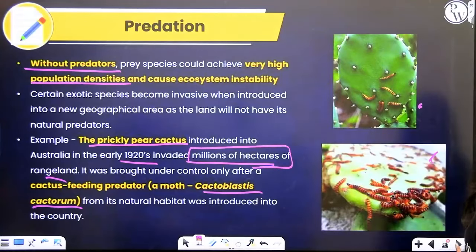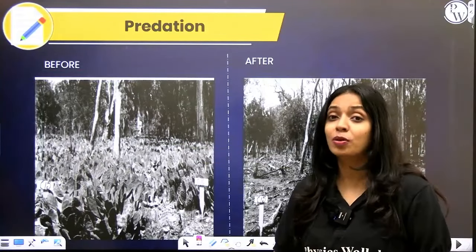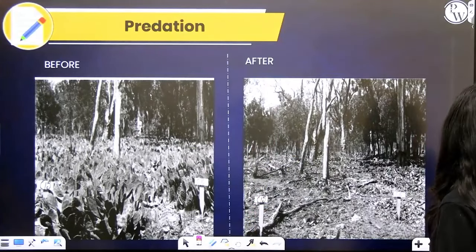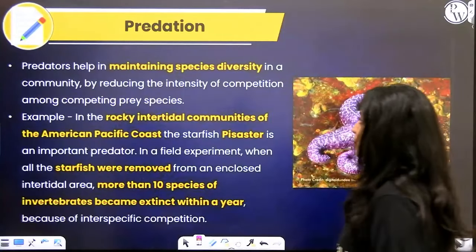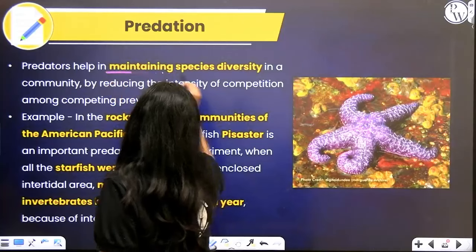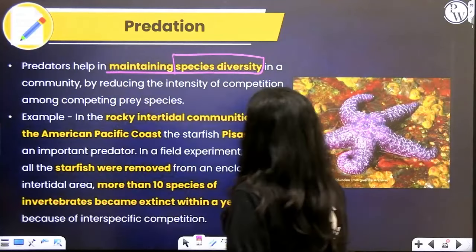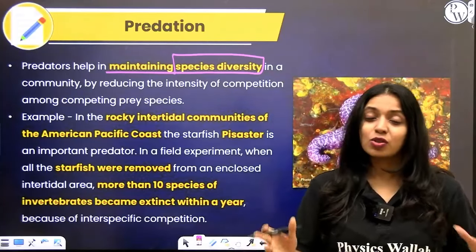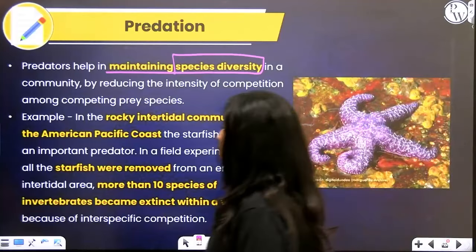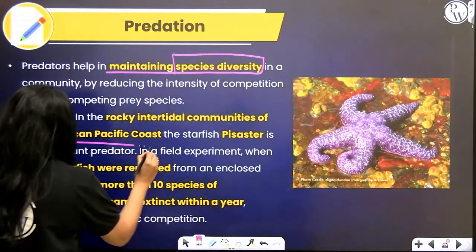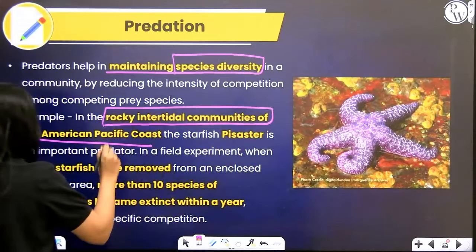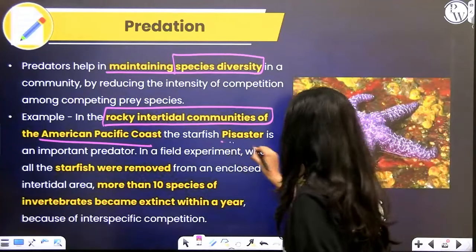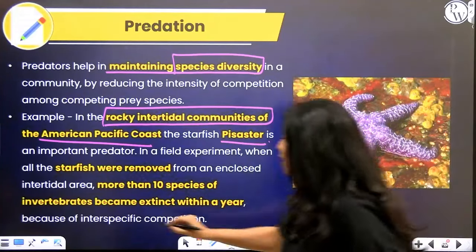So this is the importance of predation. If not for natural predators' presence, the prey species will increase in number tremendously. It could cause a lot of harm to that particular ecosystem. Next, predators help in maintaining species diversity. What do we understand when we say species diversity? Diversity means variety. Because predators are there, species diversity is also maintained. How do I tell this? I will explain with the help of an example. On the American Pacific Coast, in the rocky intertidal communities, a starfish called Pisaster was present. This Pisaster basically feeds on invertebrates.